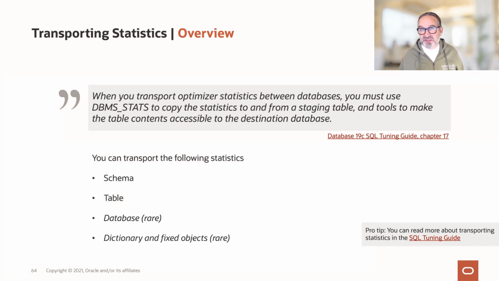And we can do this with schema stats, with table stats, with system stats, of course, and rarely database statistics, because that will include really everything. And the same applies for dictionary and fixed object stats, which is also very rare.